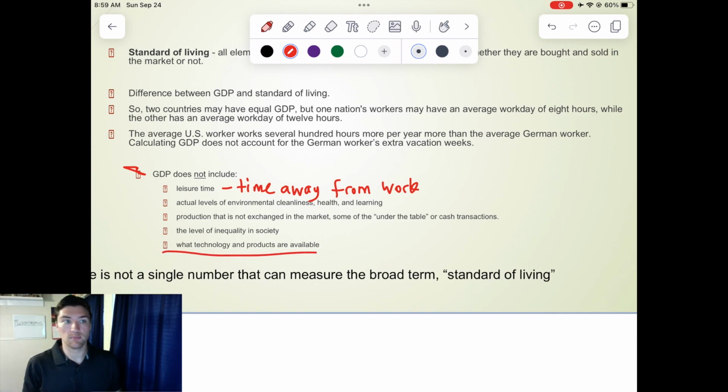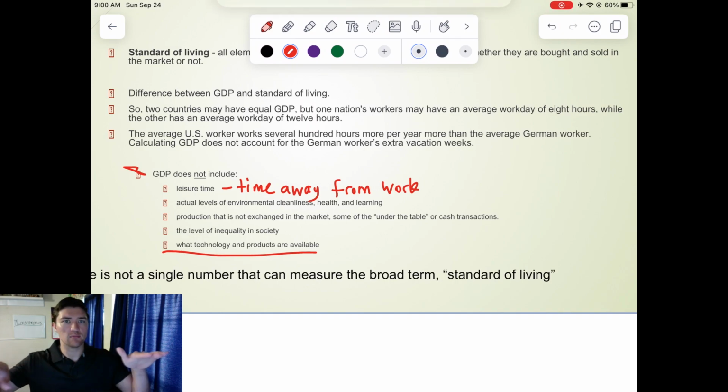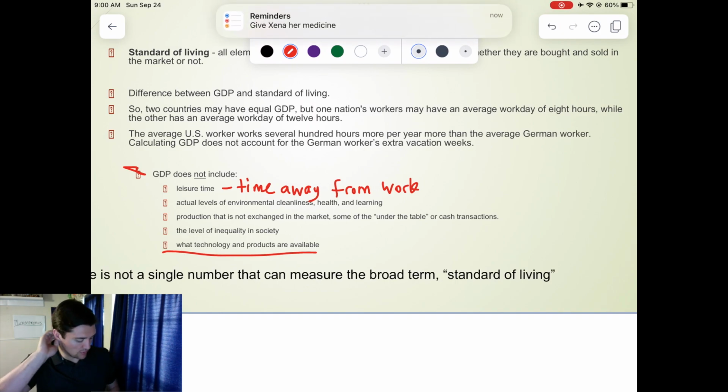Last one, what technology and products are available? Okay, so basically, in terms of trying to compare different countries, right, we do have the exchange rate, but we also don't have a way of exchanging the technology. So basically, different countries do things different. Different countries do things well because of what they have. And GDP is not going to be able to tell you, in terms of comparing other countries, what they have to make y'all kind of like on the same playing field. So these are the main things that GDP does not include.